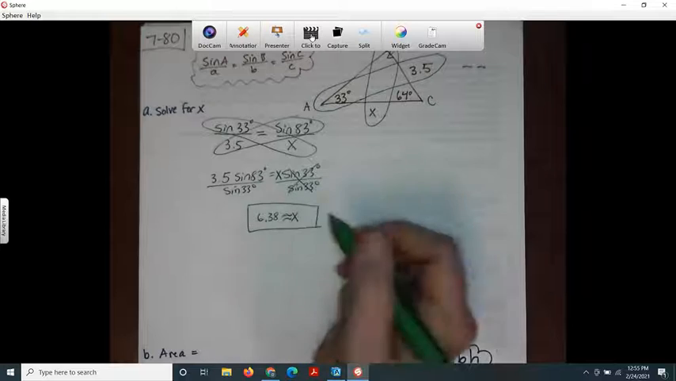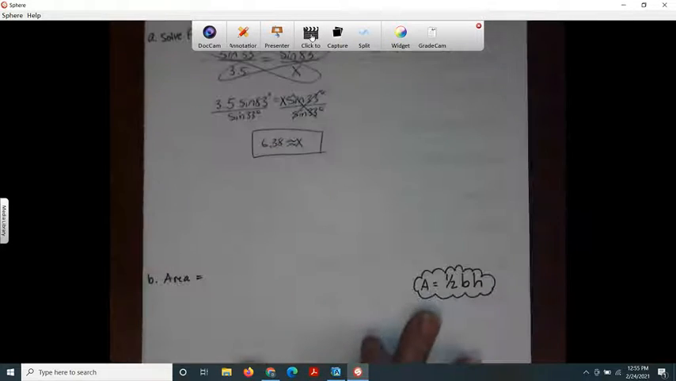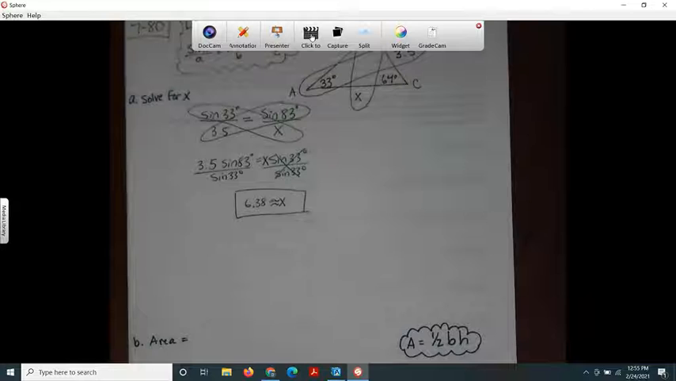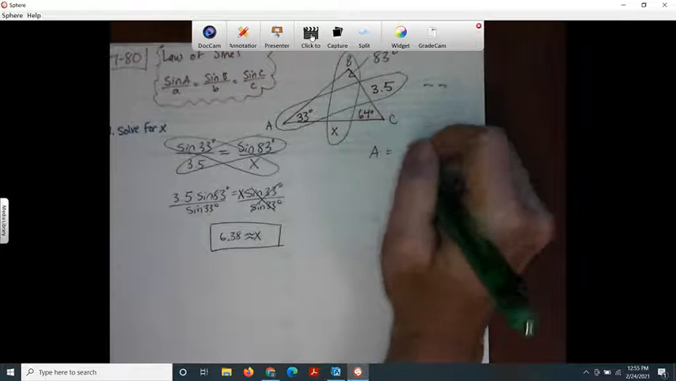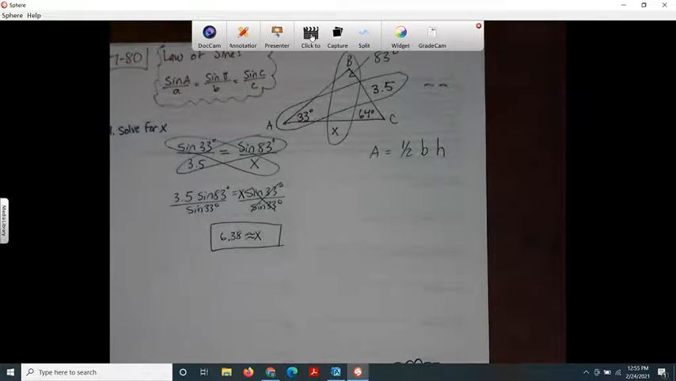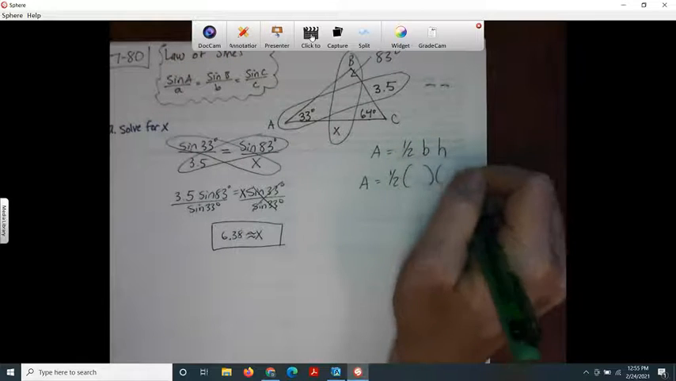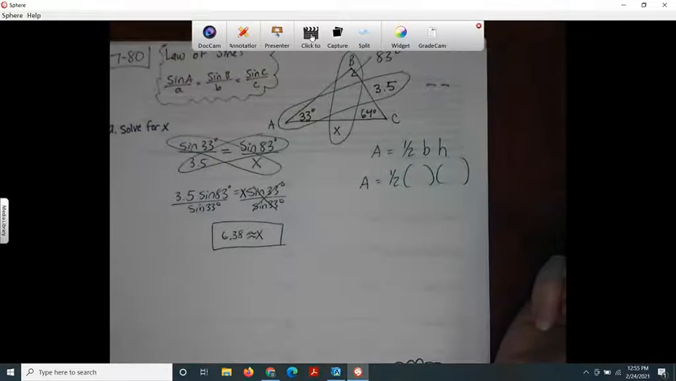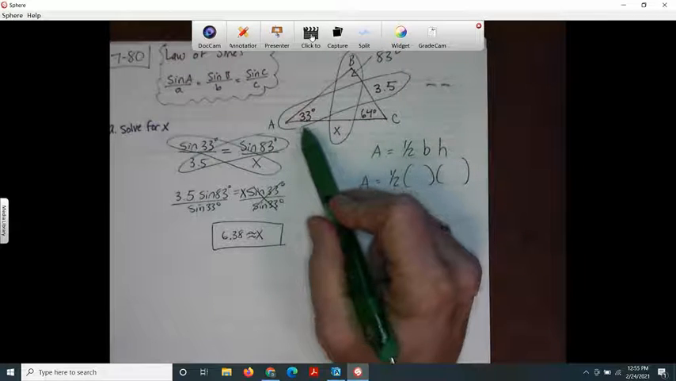I'm supposed to find the area. So area is 1/2 times base times height. That's just something I've memorized. That's the formula for area. So I'll just fill in some numbers. The base can be just this x right here. But I know what x is right now. It's 6.38.